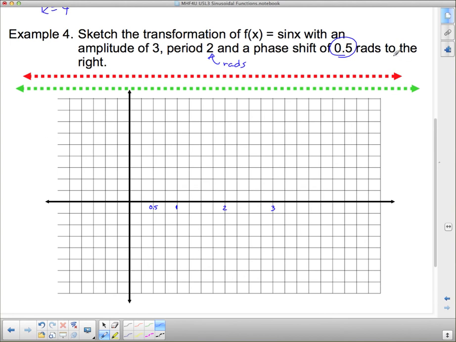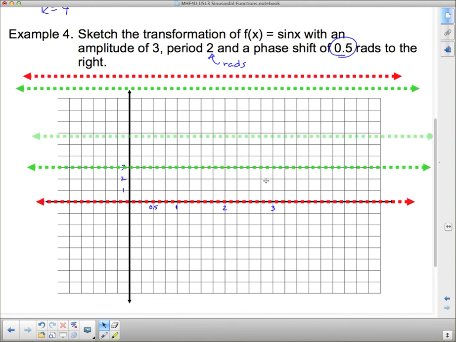Is there a vertical translation at all? Sine x with an amplitude, period, phase shift. No, doesn't say anything. So I know that my midline is still going to be on the main axis because it has not given me a vertical translation. Since it's got an amplitude of 3, I have to be able to go 3 above and 3 below. Let's leave it simple. Let's say that this is just 1, 2, 3. So we'll make that simple enough. And I'll put the green ones 3 above and 3 below, and that's what I have to go back and forth in between.